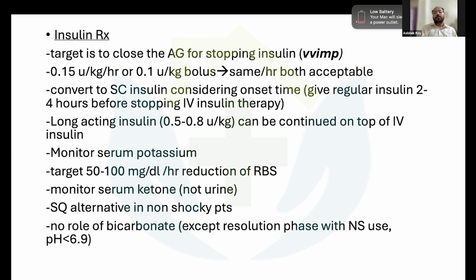Now the patient has come with DKA, you have given enough fluids. Fluid management I'll come to a bit later.